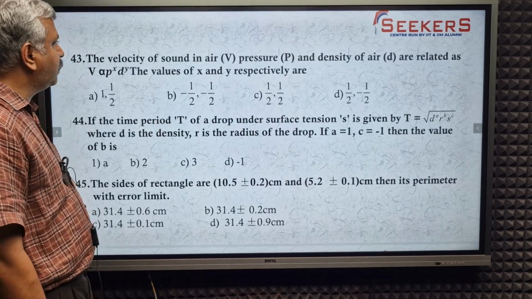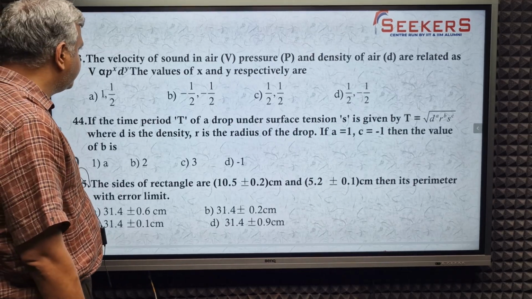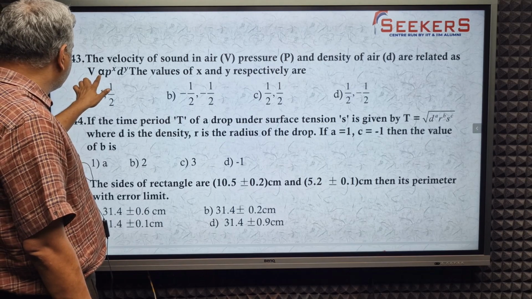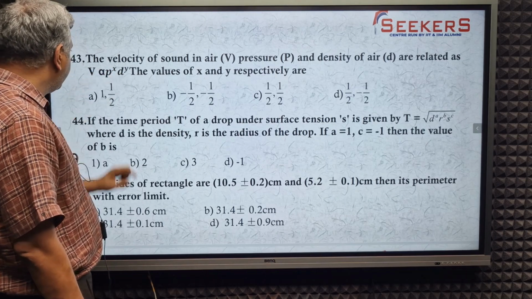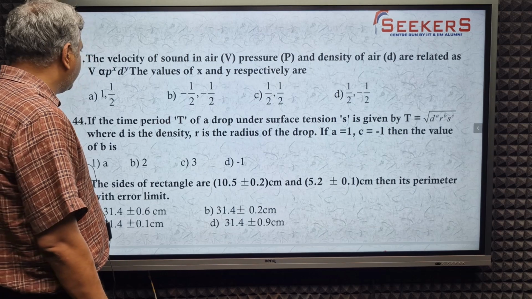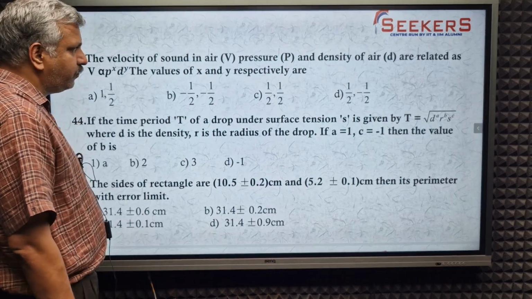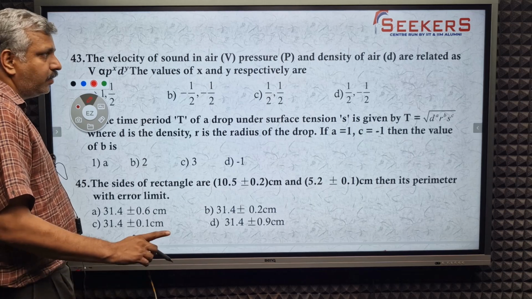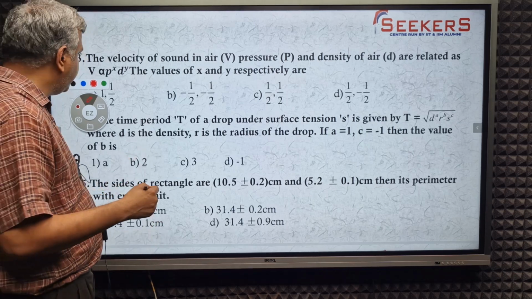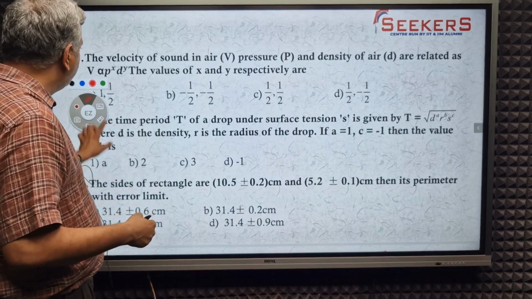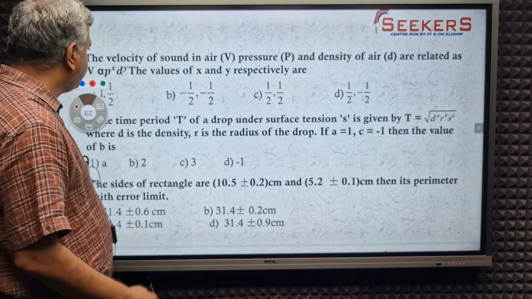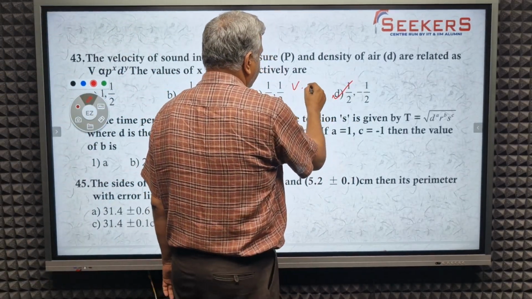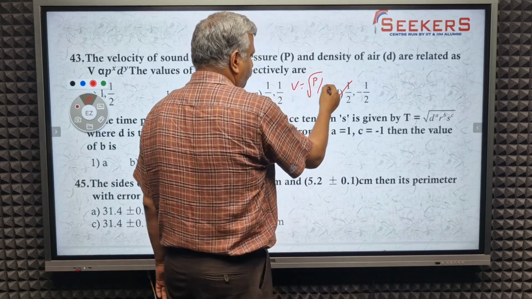43. The velocity of sound in air is given. Density and other things are given. They are given to us that velocity is proportional to p power x into d power y. The value for x and y is how much? All of you should remember that the velocity of sound through a gas is square root of p by d. If you look at p by d, p will be plus half, d will be minus half. So plus half, minus half should be the answer. Velocity is equal to root over of p by d or p by rho.